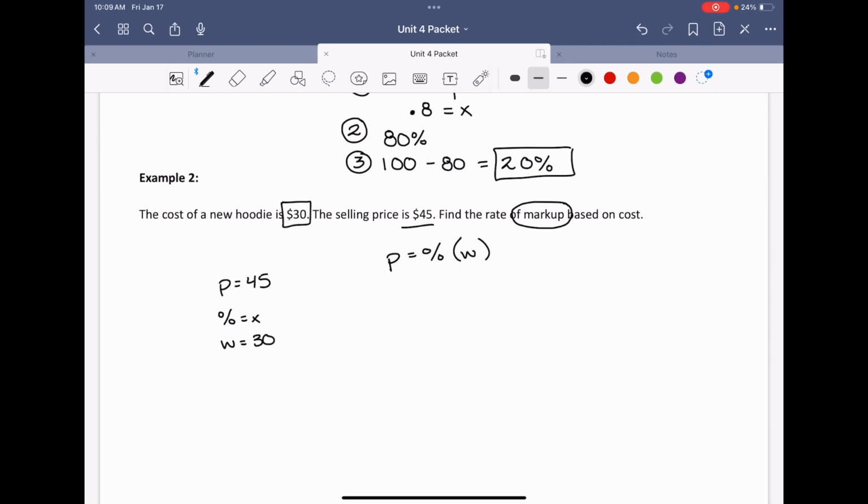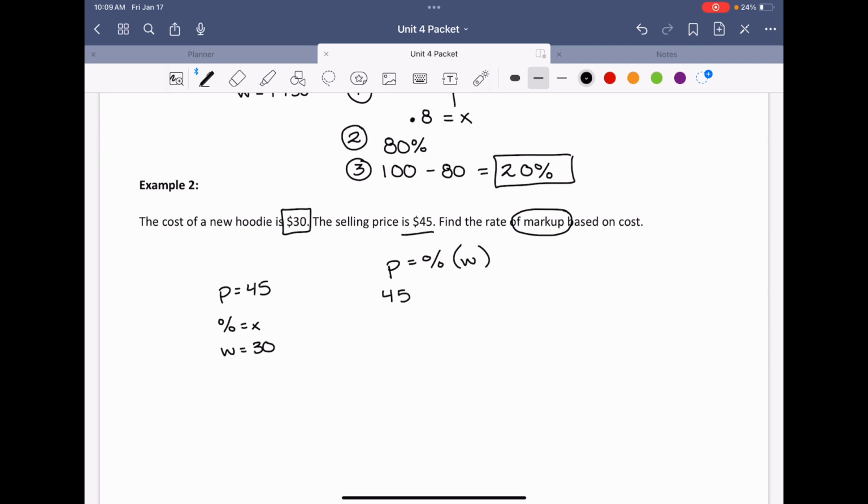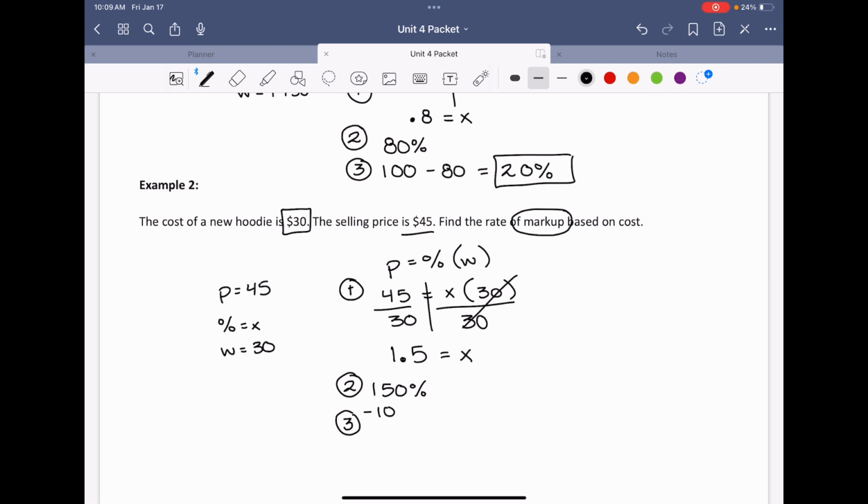Right, this is what your setup should look like. Your first step, when you plug everything in, you're going to get your decimal answer. Divide both sides by 30. So 45 divided by 30 is going to give you 1.5. Change that to a percent, 150%. And last step, subtract from 100. So the markup, final answer, is 50%. That's all for this lesson. Good luck on your homework.